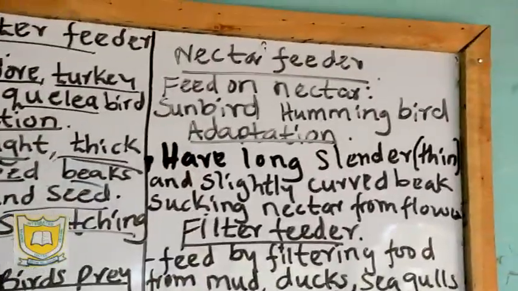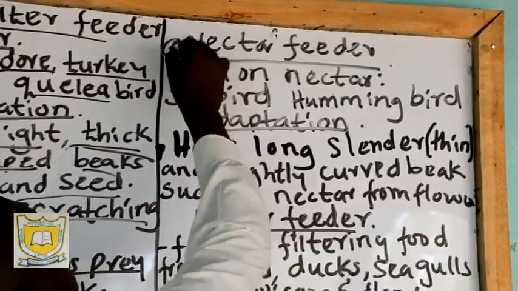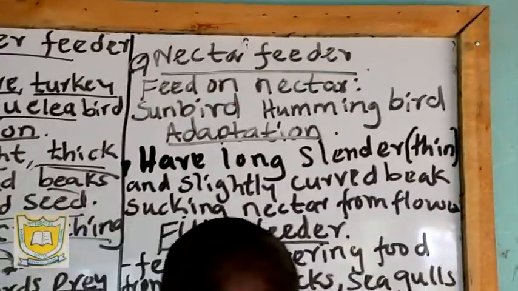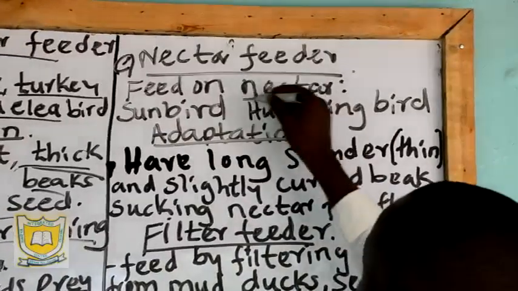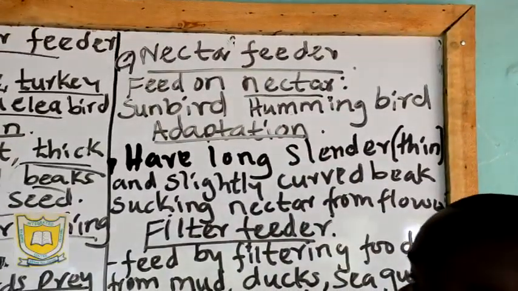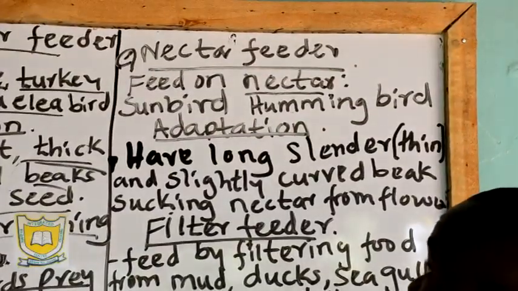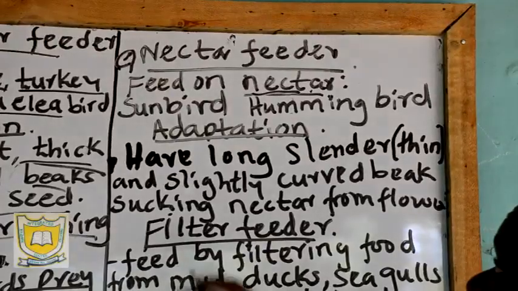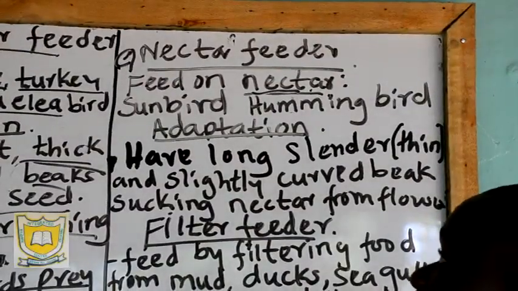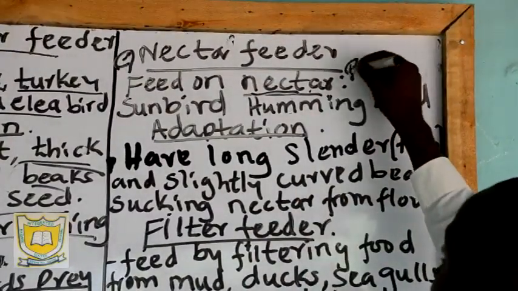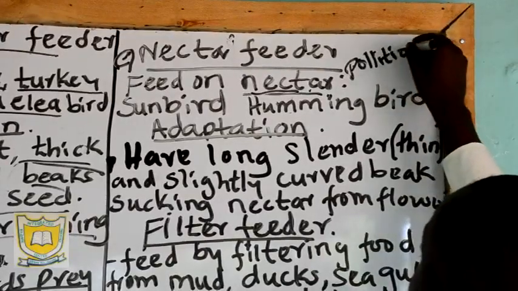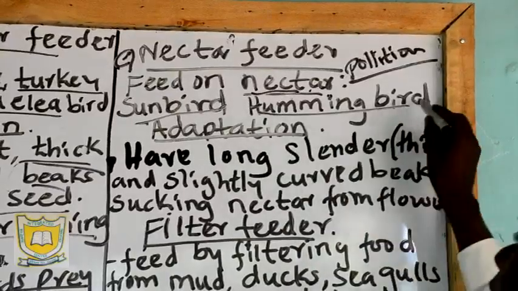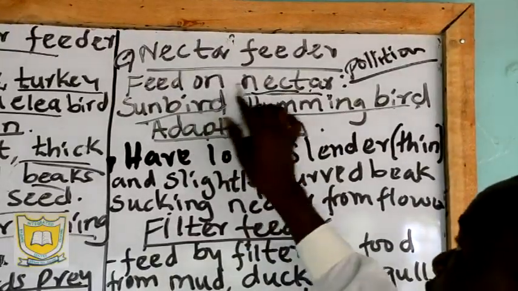Now we move to the nectar feeder. That is the third one, number C, the nectar feeder. From the term nectar, this means it feeds on nectar. When we're talking about flowers, we say we have flowers that produce nectar. So we have birds that feed on that nectar. I remember when we were discussing pollination, we said that we have birds that help us with pollination. Examples of these birds are the sunbird and the hummingbird. These two birds feed on nectar.